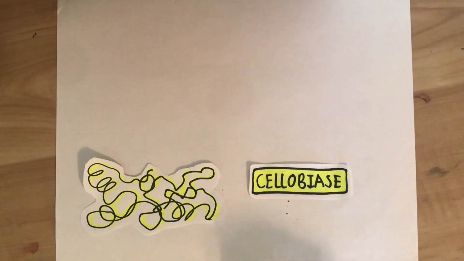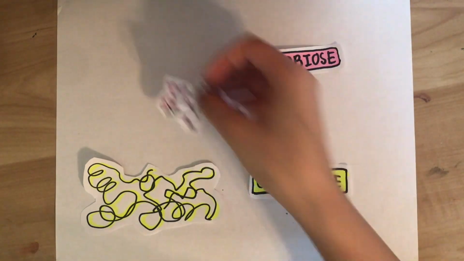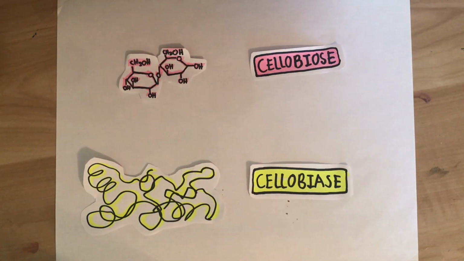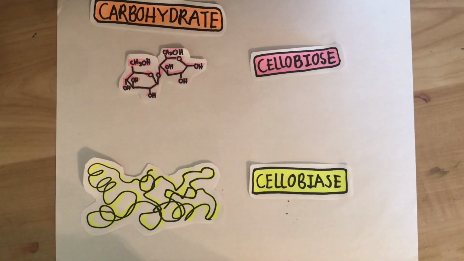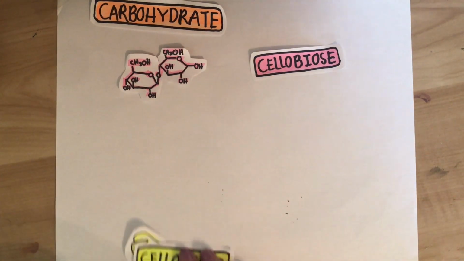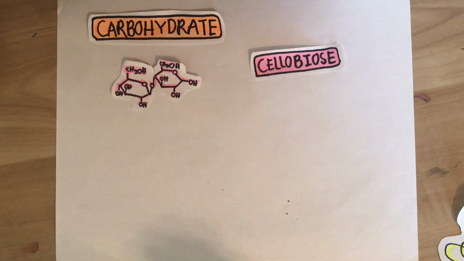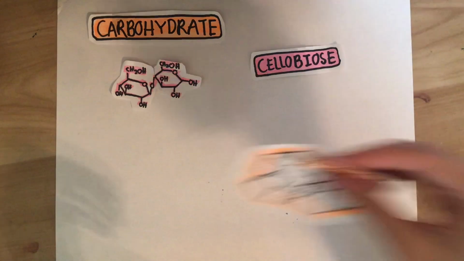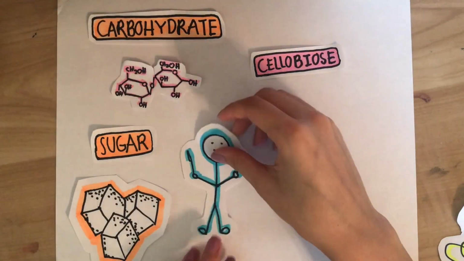As its name suggests, cellobiase is able to break down cellobiose, which has a structure that looks like this. Cellobiose is a carbohydrate formed by two glucose molecules, and therefore it's a disaccharide. Since it's formed by two glucose molecules, we can call it a sugar. However, it's not the type of sugar people can consume.